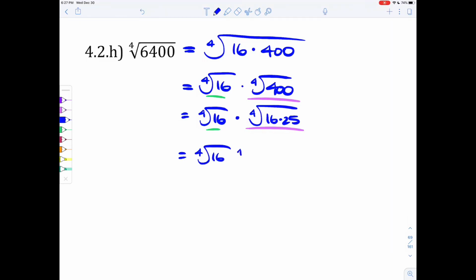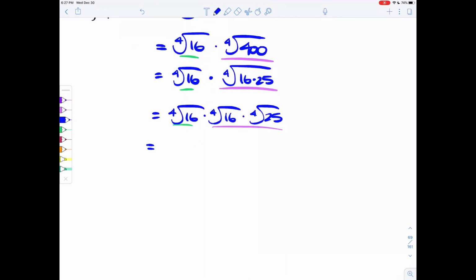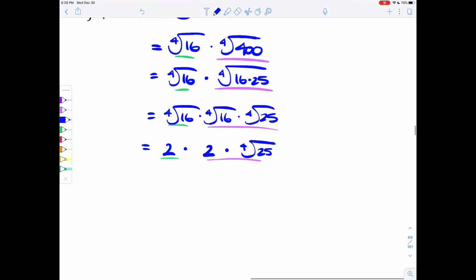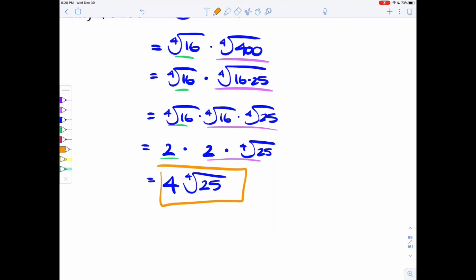And I can write that as the 4th root of 16 times the 4th root of 16 times the 4th root of 25. So just follow with the colors to see how things got broken up. And in evaluating, I can say this is 2 times 2 times the 4th root of 25. And those whole components are just 2 times 2, which is 4. And we've got the 4th root of 25. This thing, I want to use a different color, is done. That concludes all of our examples for the day.